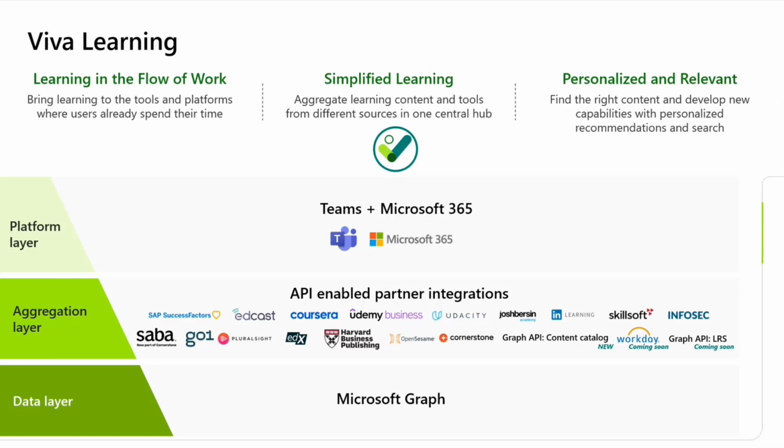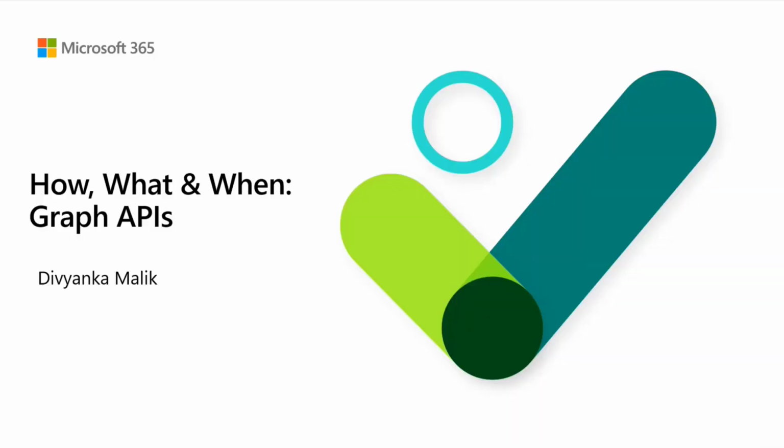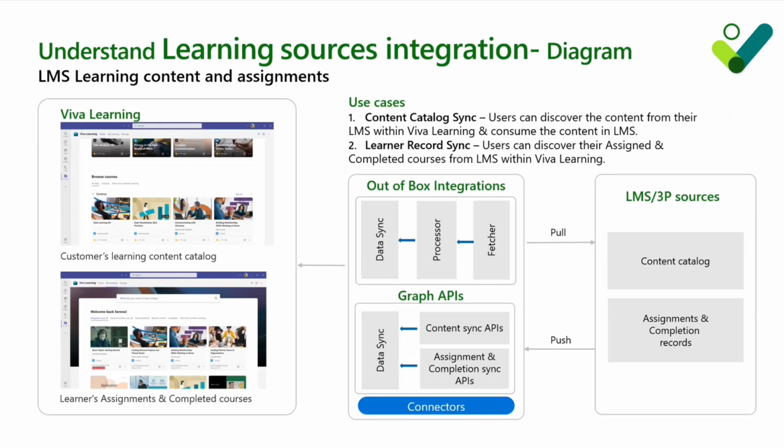We're also going to integrate with Workday as an LMS partner and are building Graph APIs, which will allow you to connect any learning provider or learning management system to your Viva Learning tenant, even if they aren't part of the pre-configured partners. With this, let's look at the how, what, and when of the Viva Learning Graph APIs. Starting with the how.